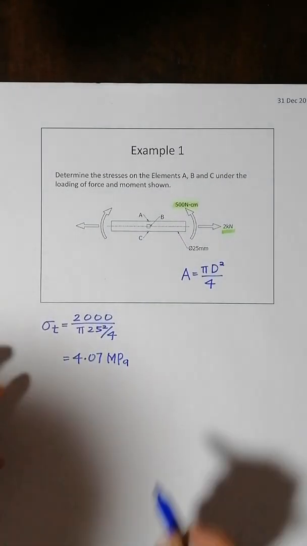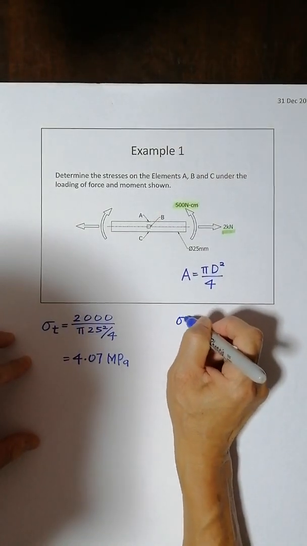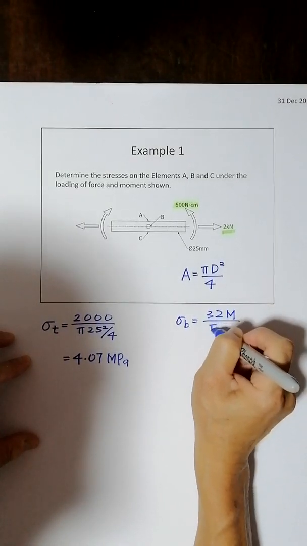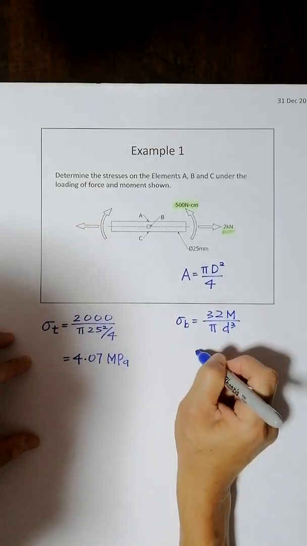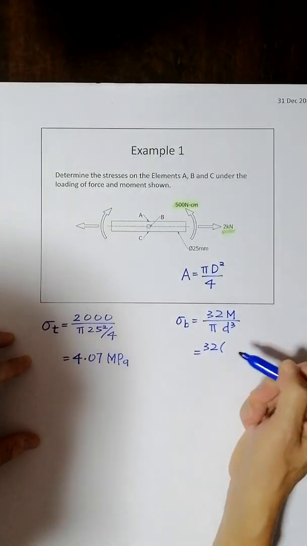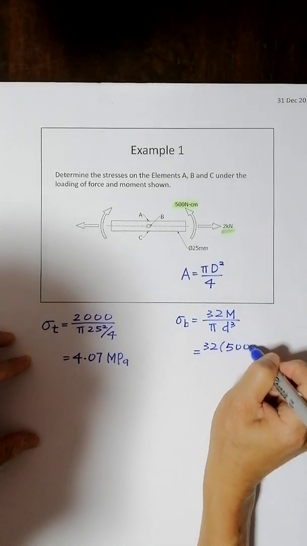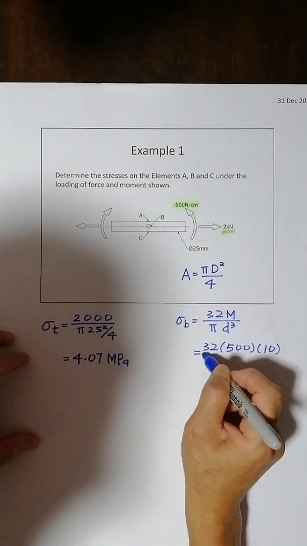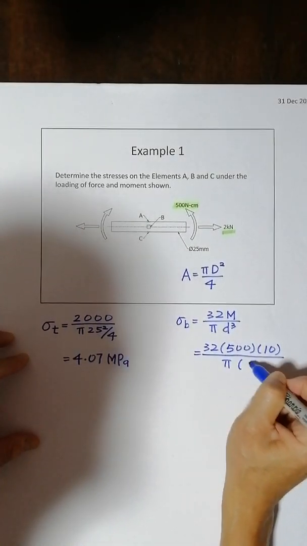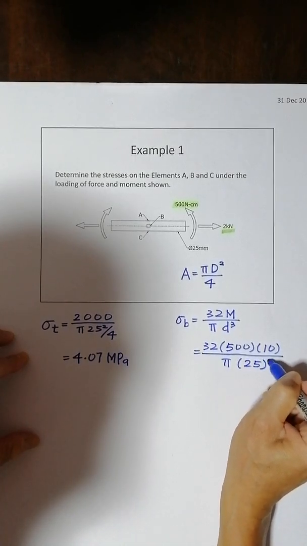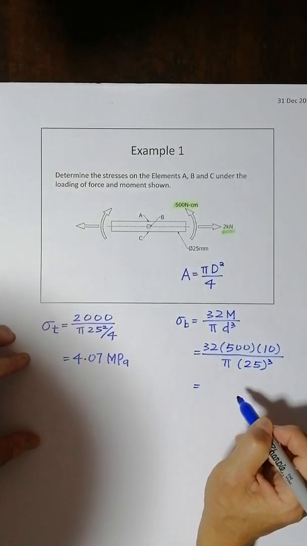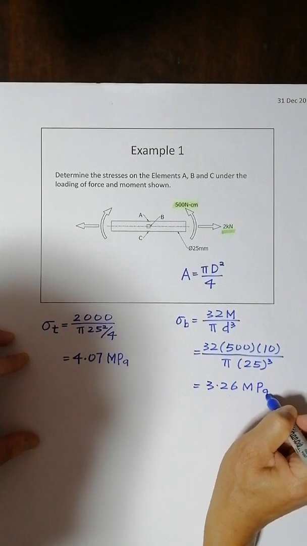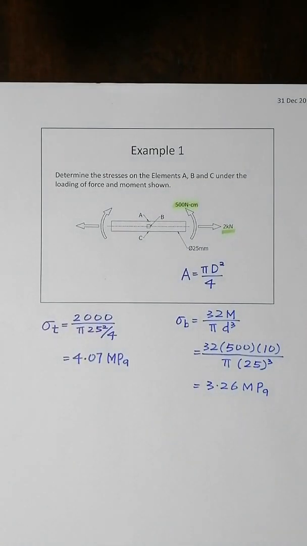Now what about the bending stress? Bending stress, we have the equation here. Sigma b equal to 32m over pi d cubed. And substituting the value inside here, I say 32, the m is 500 times 10, because the 10 is to convert the centimeter to millimeter, and pi 25 cubed. And that will give me 3.26 megapascal.